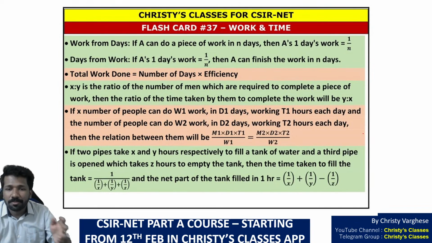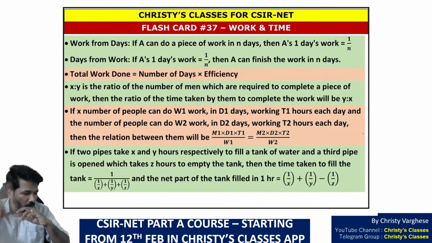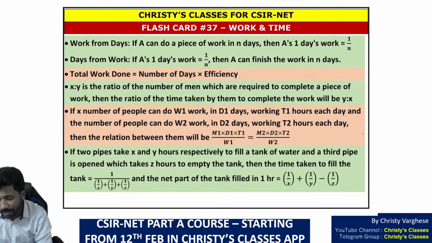Efficiency here takes the place of speed, and the number of days is the time itself, and work means the work similar to distance. Again, more about that we will discuss in the work and time chapter. Anyway, that is also an area, but the number of questions from work and time is comparatively less. Like once in 3 or 4 years they ask a question from work and time.